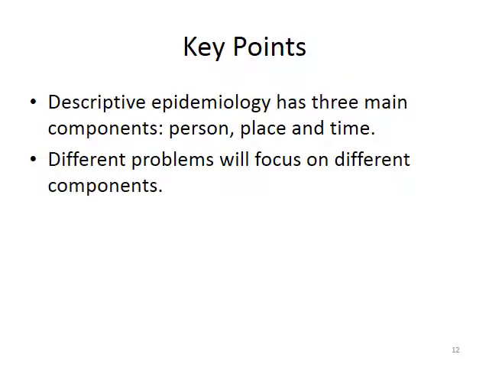The objective of this video was to identify the 3 components of a descriptive epidemiological problem: person, place, and time, by showing you some examples. While all problems will have all 3 components, the focus of a particular investigation may be on one or more of these components. Usually it's one component, sometimes 2, and rarely 3.